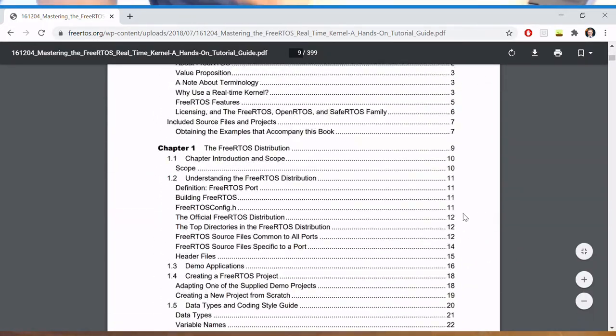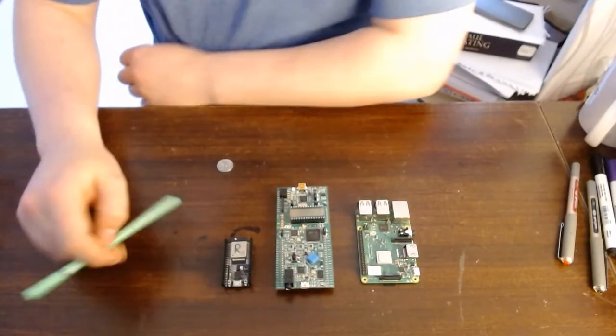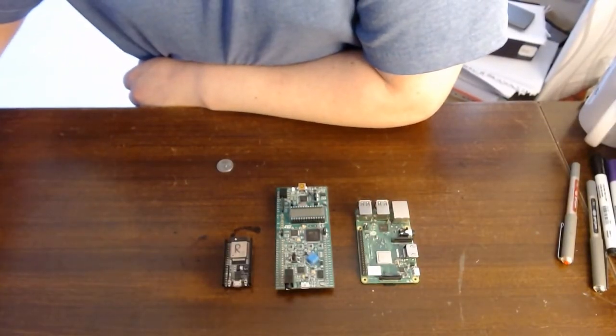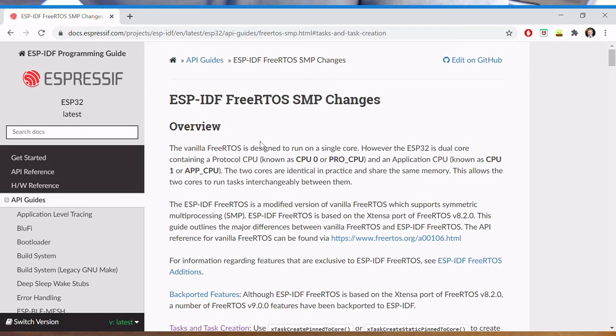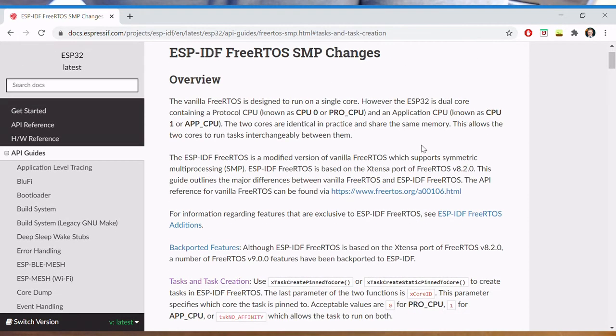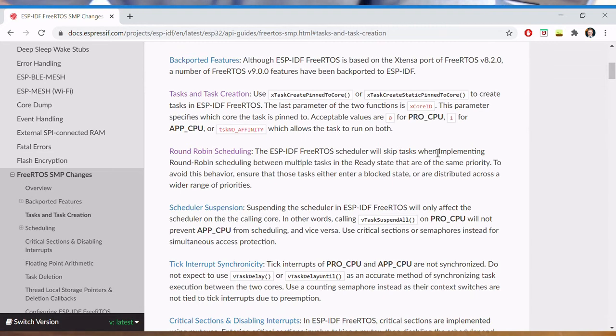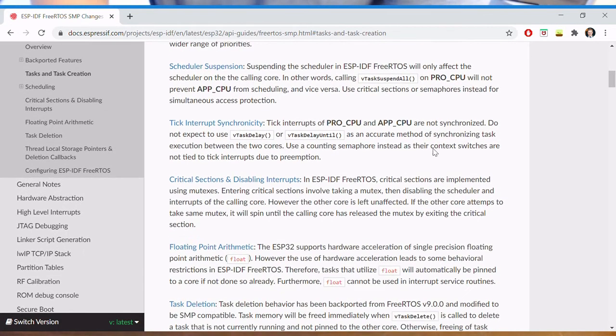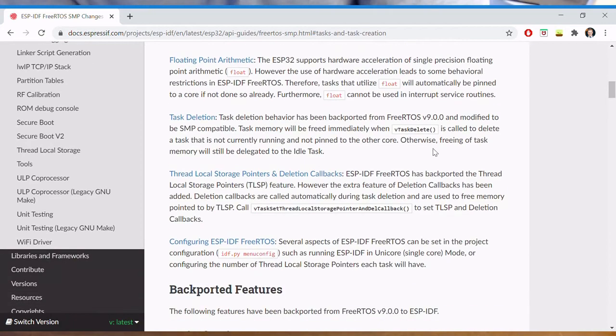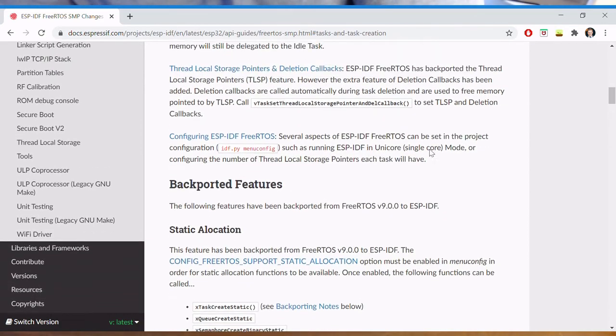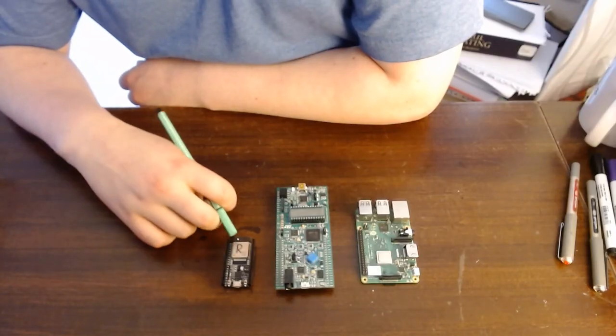The other thing to note is because ESP32 is a dual core processor, whereas FreeRTOS is really only a single core operating system, it's actually had to be extended to manage symmetric multiprocessing, whereby each of the individual cores can actually hand off processes to each other and also have their own independent schedulers.